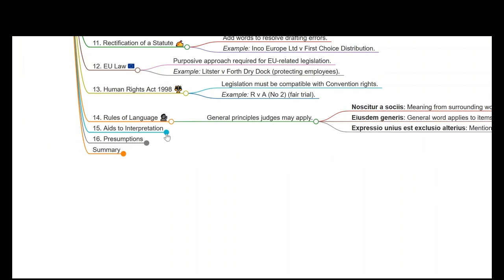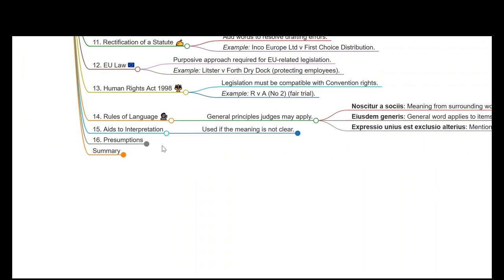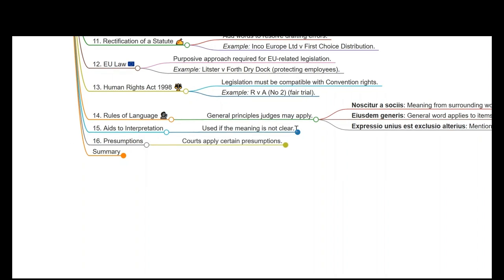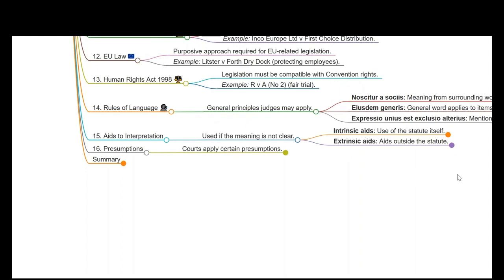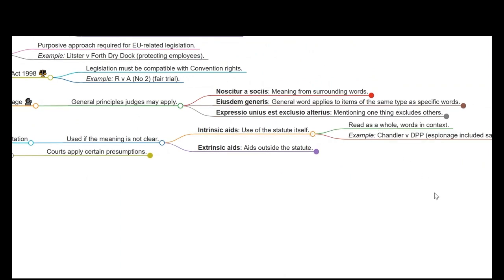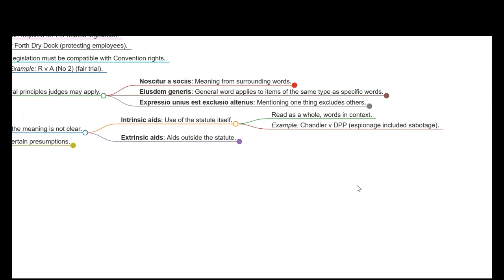15. Aids to interpretation. And 16. Presumptions. If the meaning of a statute is still unclear, courts can use aids to interpretation. These can be intrinsic, within the statute itself, or extrinsic, outside the statute, like Hansard. Courts also apply presumptions when interpreting legislation, though these can be rebutted with strong evidence.